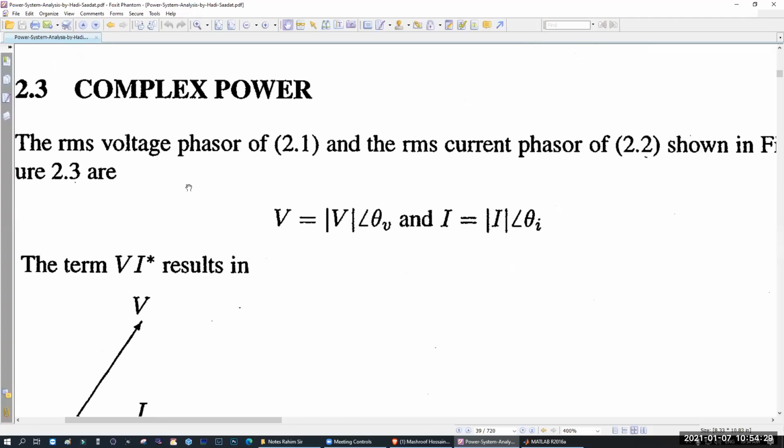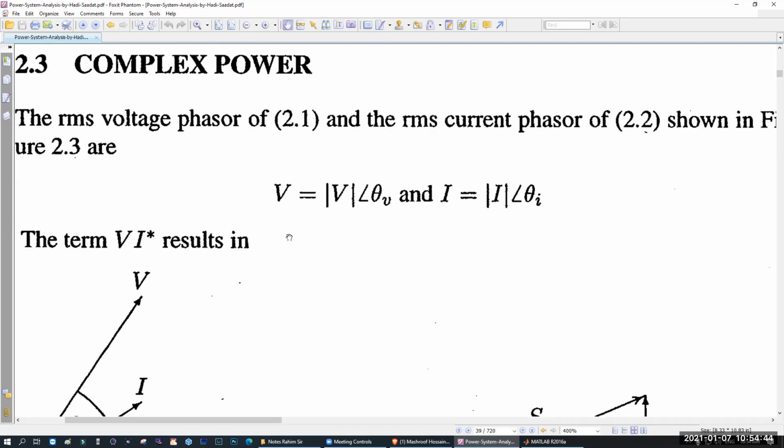So always remember the RMS phasor voltage is this one and the phasor RMS current is this one, right? Okay, phasor, you understand phasor. Phasor means with magnitude and angle, right? That is called phasor. So this is your voltage and current.